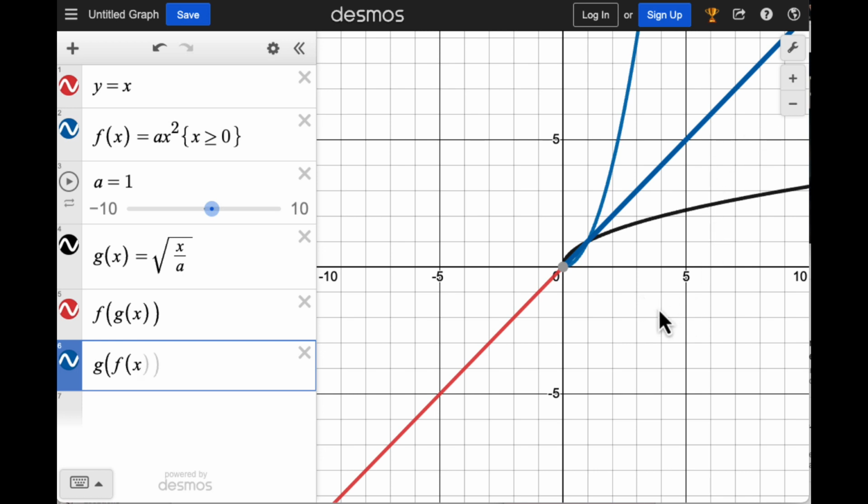In general, if f of x has inverse function f inverse of x, then the composition of these functions is x. In other words, f of f inverse of x equals x.